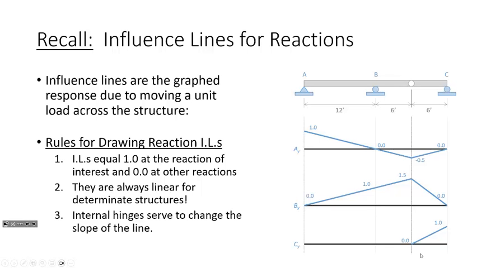We were able also to develop some general guidance and rules for drawing support reaction influence lines. So for example, when we're drawing the influence lines for reactions, if we did all of them, like in the case of what's here on the slide, we know that the influence line for a given reaction is going to equal 1 at that reaction and then 0 everywhere else.